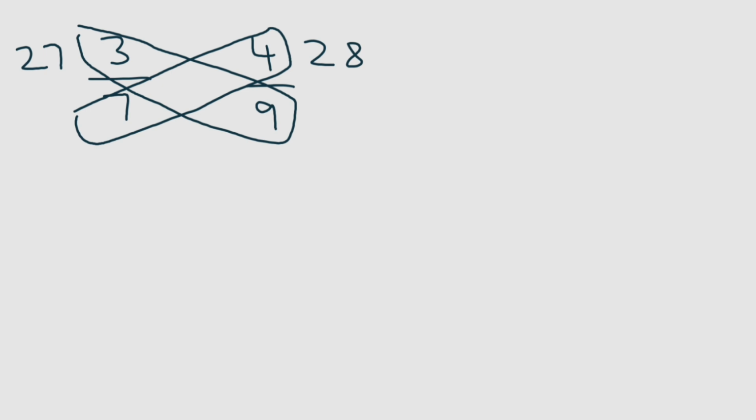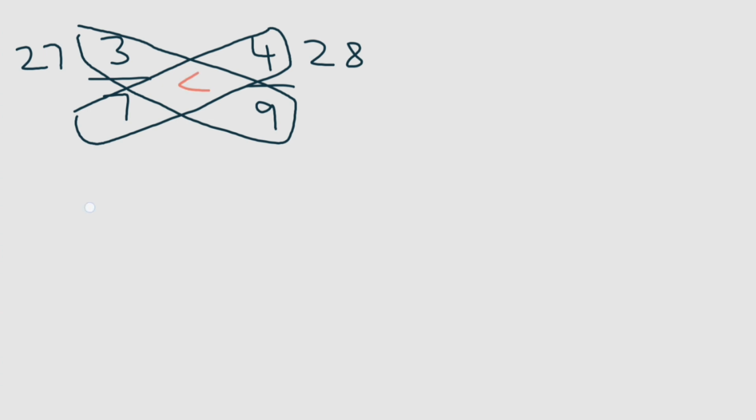When you multiply, you have to make sure you always keep the answer on the side of the top number you multiplied. Now let's compare. 27 is smaller than 28, so we can say that the fraction 3/7 is smaller than 4/9. Now let's take a look at the next example.